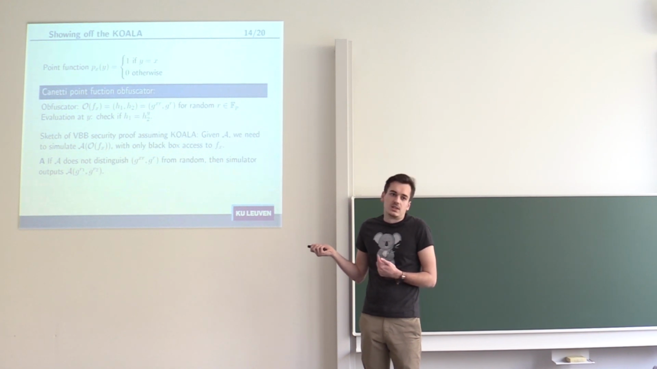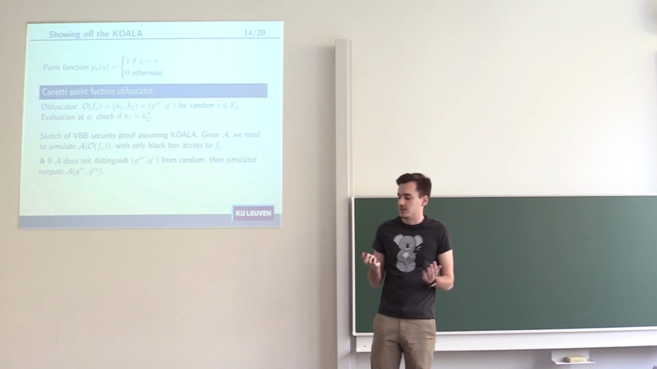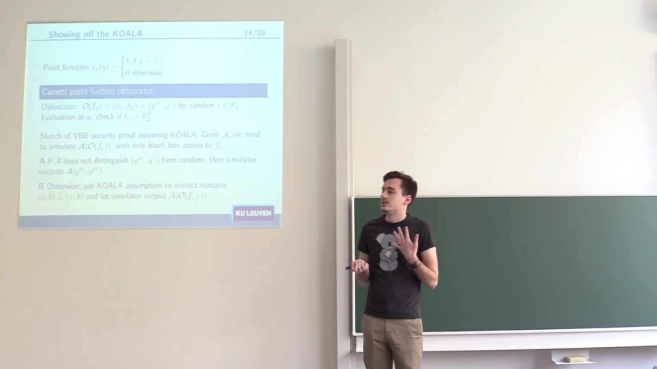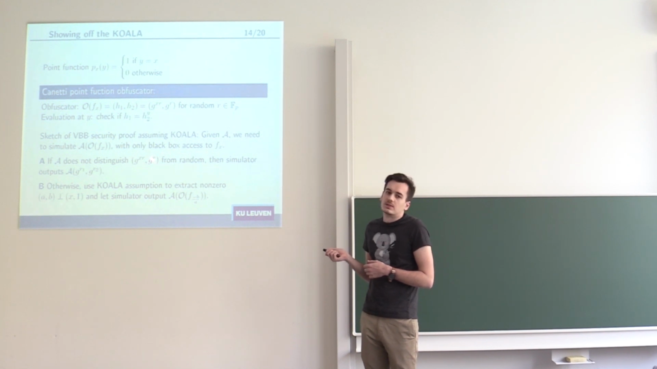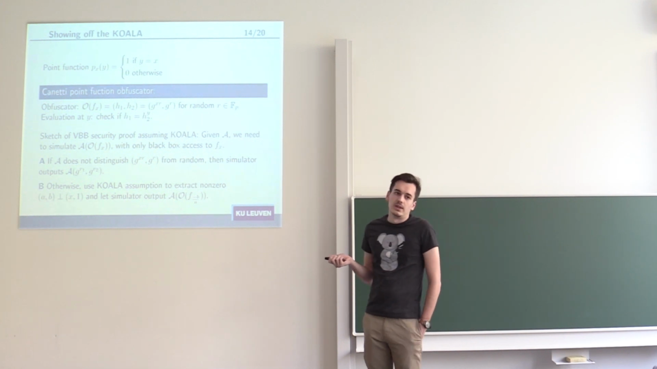And A doesn't distinguish between those cases, so the output distributions are the same. So that's a good simulator. In the other case, if A does distinguish, then our assumption, the Whadda assumption, says that we can use this to extract a non-zero vector that's orthogonal to the vector space that looks like this. And so we can get non-zero a and b that is orthogonal to x and 1. And it means that x is equal to minus b over a.